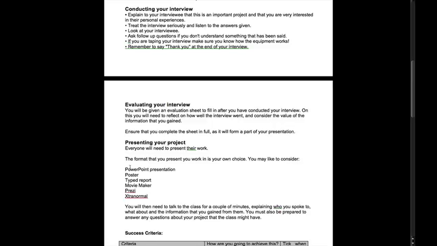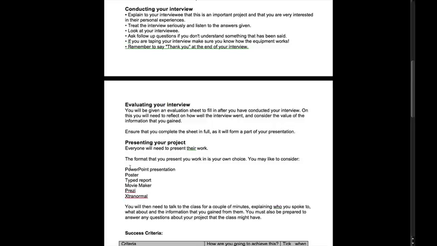Evaluating your interview. You will be given an evaluation sheet, OH2, to fill in after you've conducted your interview. On this, you will need to reflect on how well the interview went and consider the value of the information that you have gained. Remember that in this project you are practicing and maybe using for the first time really important key life skills that will make and enhance your employability. It's extremely important that you reflect over how the process went.